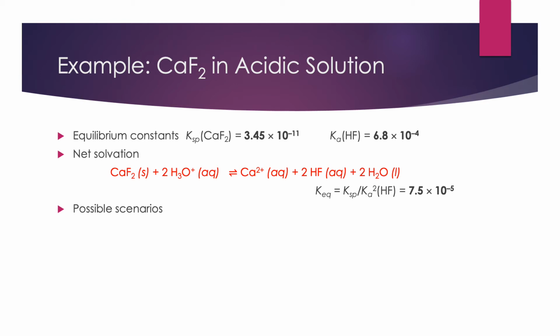So if we go back to our net solubility reaction, this would mean we're taking calcium fluoride, CaF2, and it's reacting with 2 hydronium ions in this acidic solution to produce calcium ions, 2 of the undissociated hydrogen fluoride molecules, and 2 waters. The equilibrium constant for this, as it was before, is the KSP divided by the square of the Ka for HF. So it would be 7.5 times 10 to the minus 5.